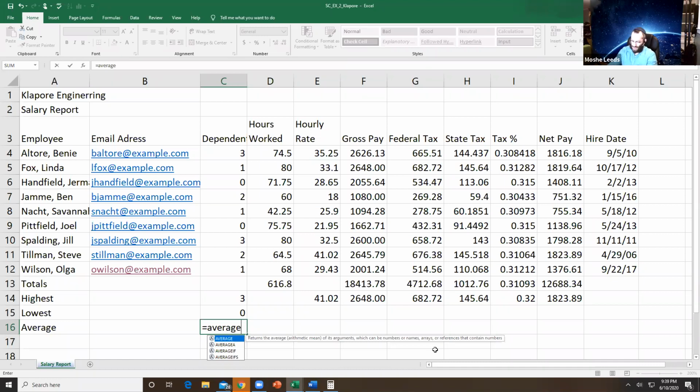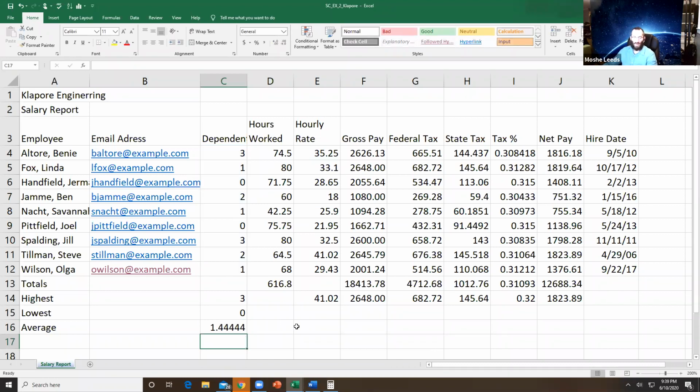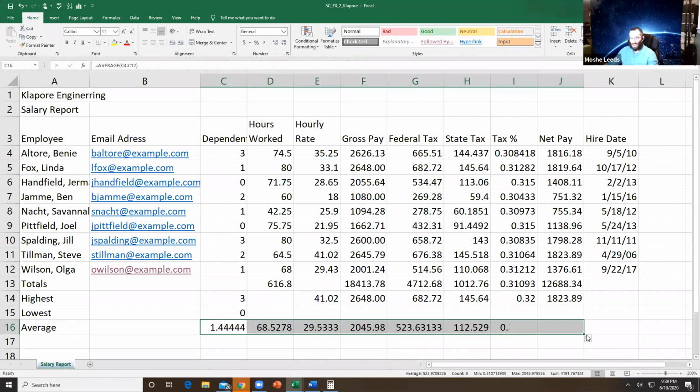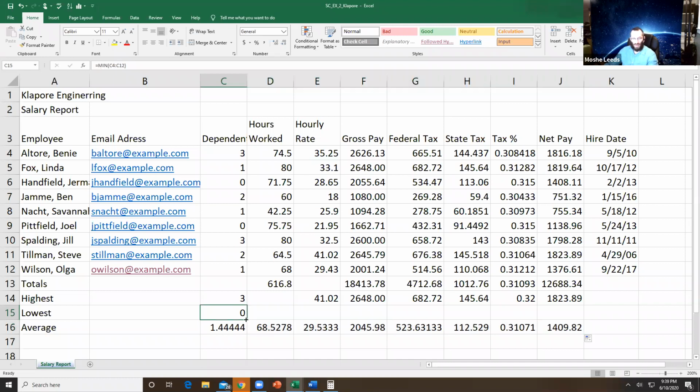So average, open parentheses, select, close, and it's 1.444444. And the reason why there's that many is because currently my cells are set up to have, I guess, 5 decimal points. So if I want to know the average, I could just drag it across. And here the lowest, the MIN, drag it across. Okay, I'm going to show you again, don't worry, I promise.